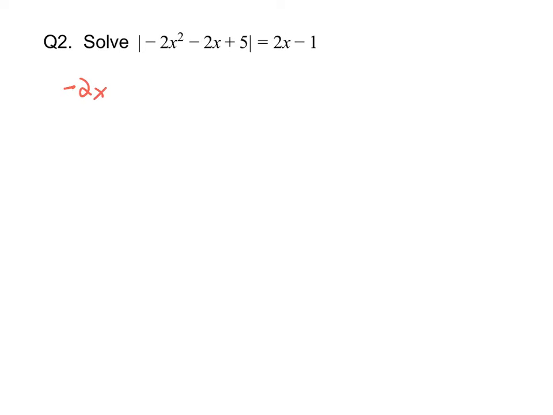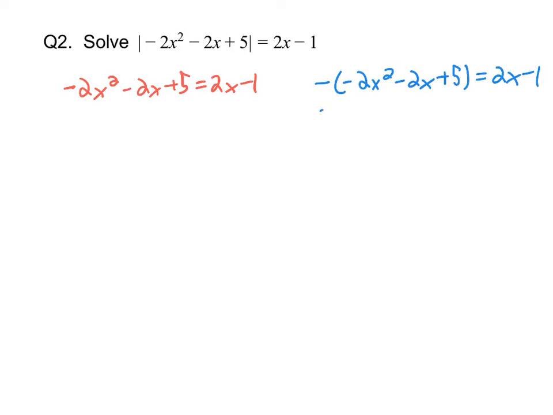One is when we take negative 2x squared minus 2x plus 5 equals 2x minus 1. So that's the equation that is present inside the absolute value. And the other one is if we consider the reflection of that. So it would be a negative times negative 2x squared minus 2x plus 5 equals 2x minus 1. Or if you prefer, 2x squared plus 2x minus 5 equals 2x minus 1.